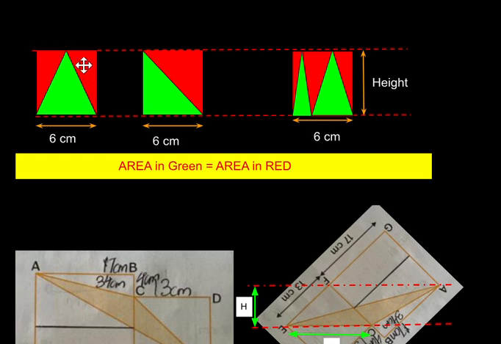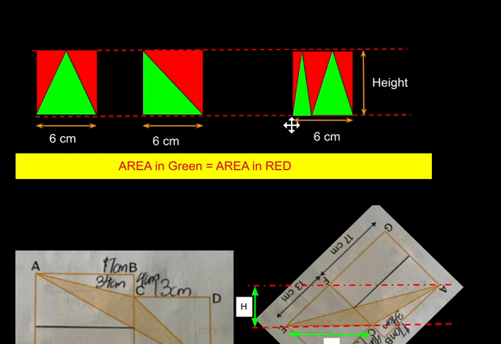So for example, if this is exactly on the center, this is 6 centimeter, this is 3, and this is 3, you will add up, still half base times height. The base is the same, the height is still the same. So the sum of the two red triangles is equal to the green triangle. Similarly for this, the base of the green triangle is 6, the base of the red triangle is also 6, and they multiply by the same height. So half base times height, the areas are the same.